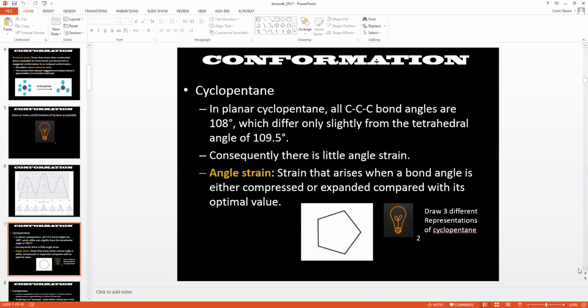Cyclopentane is where all C-C bond angles are 108 degrees, and that differs only slightly from the tetrahedral angle of 109.5. So there's going to be very little angle strain. Angle strain is what arises when a bond angle is either compressed or expanded compared to this optimal value. So take a moment with cyclopentane as an example, draw three different representations, and think about angle strain.